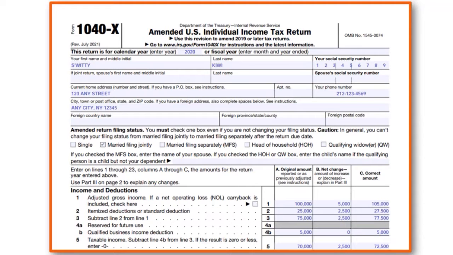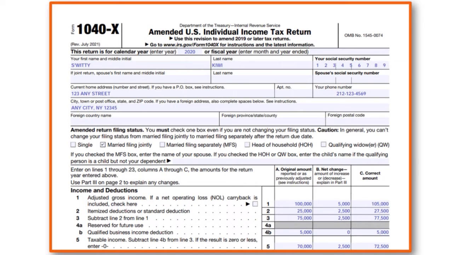And so here it says the amended return filing status. Here I'm married, filing jointly. So let's just say that originally when I filed, I filed as a single man. Now I'm filing as married filing jointly. So if you go to the income and deduction section, this is where the magic happens.